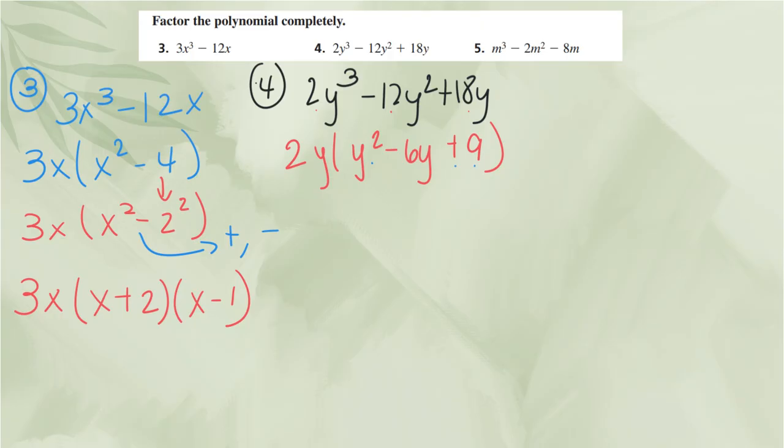So my final answer will be 2y times y minus 3 squared is my final answer.